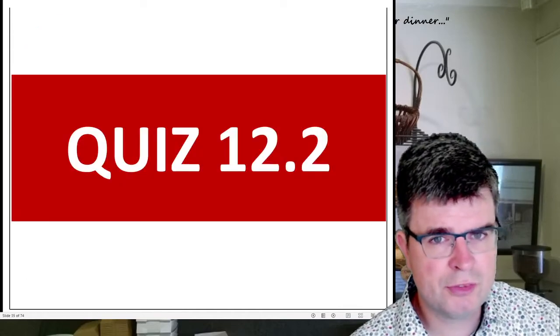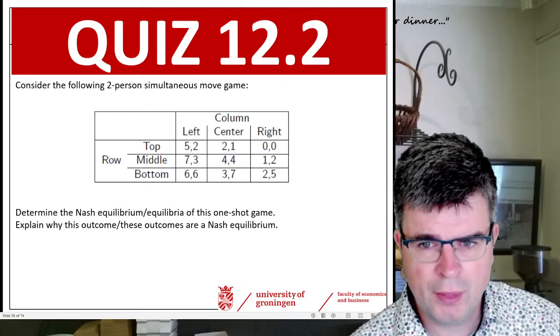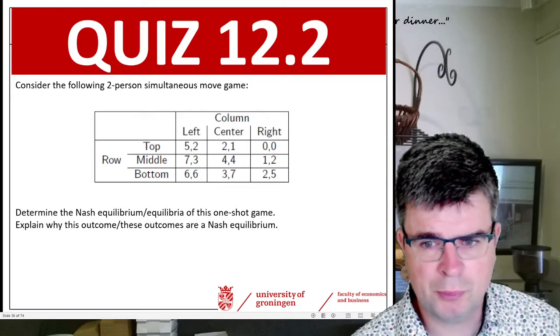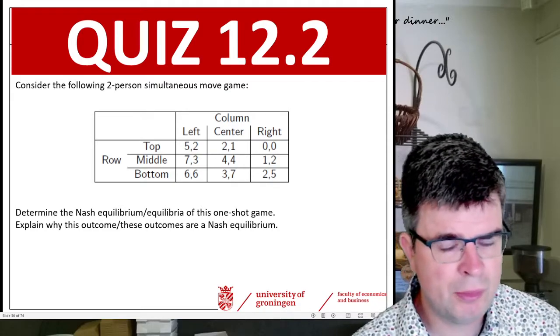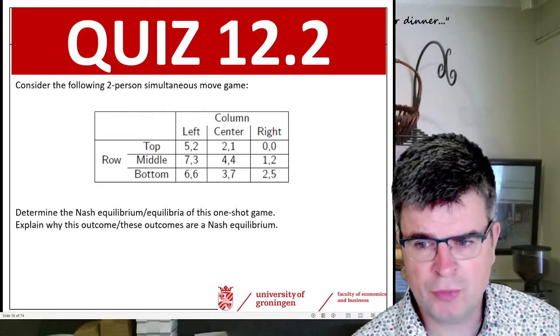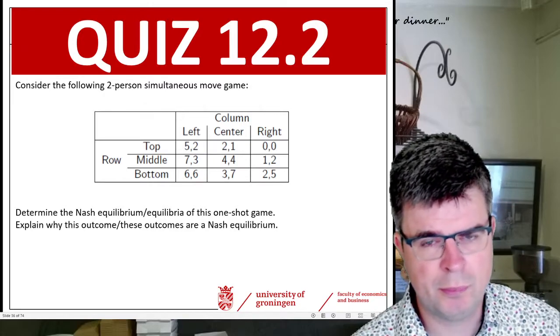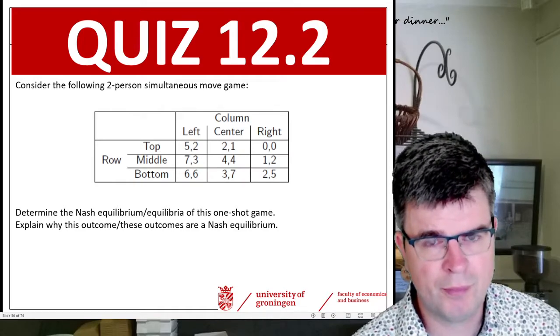And that brings us to the second quiz. So again, we have the row player and the column player, each with 3 possible actions. And what you need to do now is to determine the Nash equilibrium, or if there are more, the Nash equilibria of this game. And you should also explain why these pairs of strategies are Nash equilibria, or one or more.